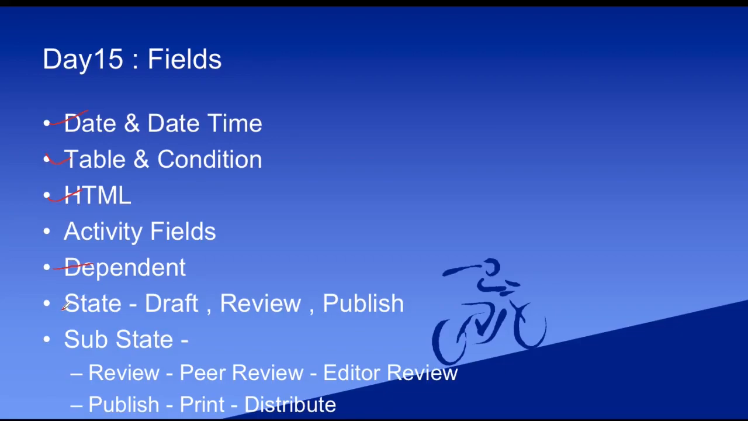For example, we'll create two choice fields. One is the state, another is the substate, and there will be values called draft, review, publish. So when somebody selects review, there will be two more drop-down options called peer review and editor review, and when you select publish, there will be three options called publish, print, and distribute. So these are the things we are going to discuss in today's session. Let's go to the ServiceNow instance and see how we can do that.